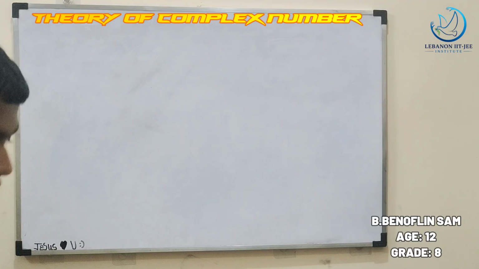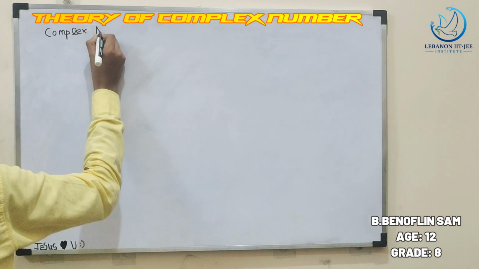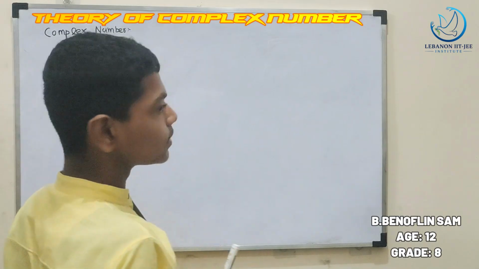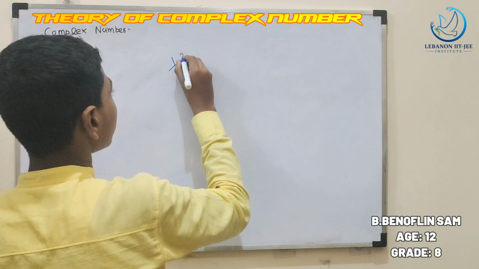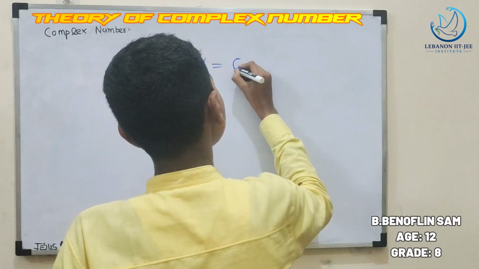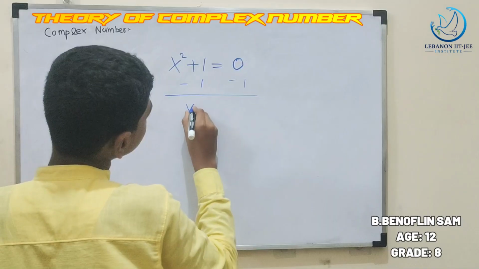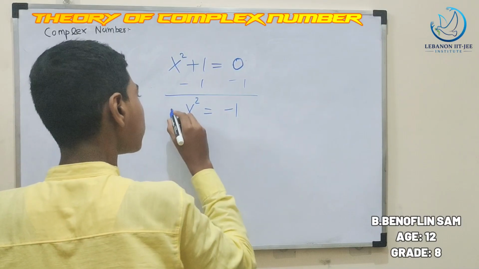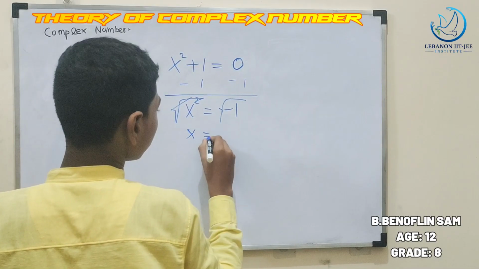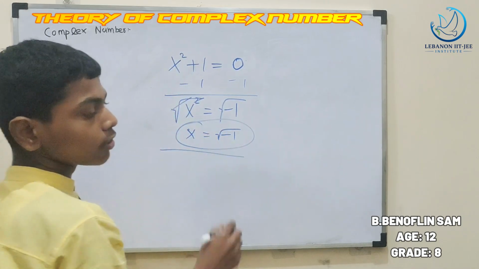The first one is, what is a complex number? Let's take the equation x square plus 1 is equal to 0. This is a quadratic equation. If you subtract 1 from both sides, you get x square is equal to minus 1. If you take the root on both sides, you get x is equal to root of minus 1. The main problem is how can you solve this one.